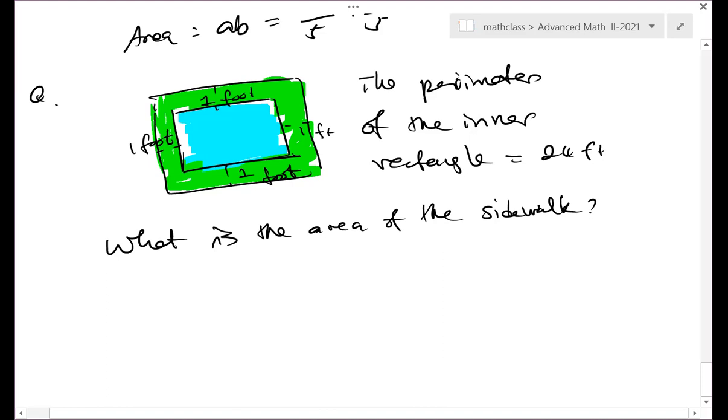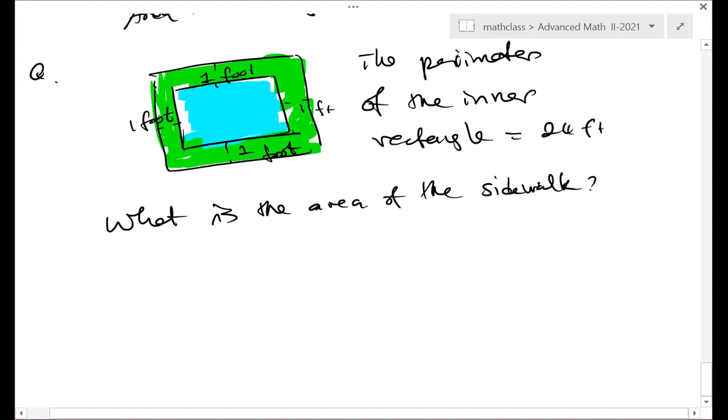Okay. So some of you get the answer. Okay, now you can try in different ways. Sometimes you assume that the dimension, you can say the inner rectangle is a square. Okay, then each side is going to be 6 feet, right? Right. So then you get an answer, right?